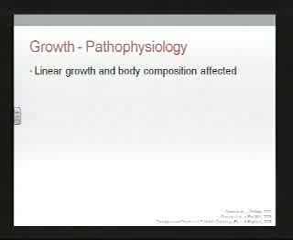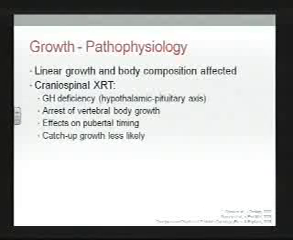Next up, growth. So this is a commonly addressed topic in the pediatric clinic, no doubt. And chemotherapy and radiation and all the stuff that we do can severely affect both linear growth and body composition. Craniospinal radiation, of course, is our biggest culprit, and the etiology is multifactorial in that you can get a growth hormone deficiency by injuring the hypothalamic pituitary axis. You can get direct arrest of vertebral body growth being radiated during these periods. It can affect the timing of puberty. And in these patients, catch-up growth is not quite as likely.